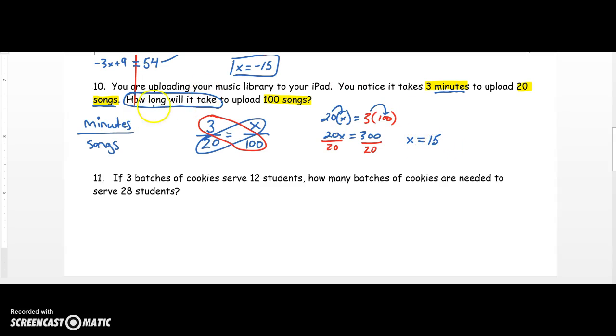So let's answer our question. How long will it take to upload 100 songs? It will take 15 minutes to upload 100 songs.